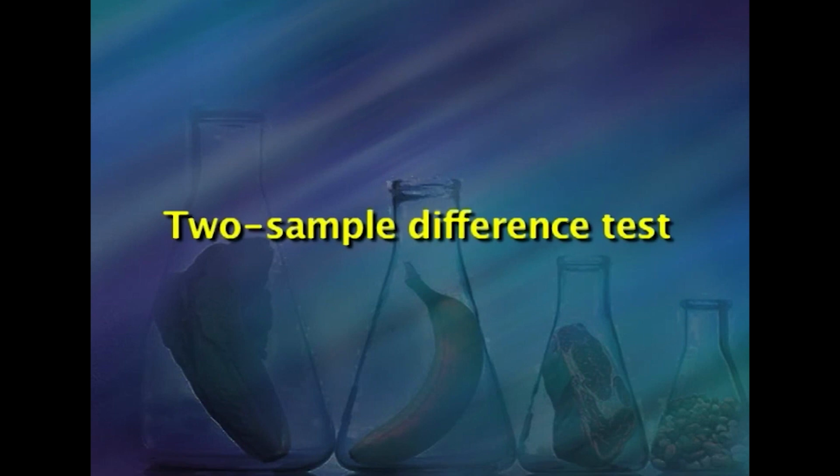Now, 2 sample difference test. This test is a variation of the paired comparison test and measures the amount of difference. Each taster is served 4 pairs of samples. Each pair consists of an identified reference and a coded test sample. In 2 pairs, the test sample is a duplicate of the reference sample. In the other 2 pairs, the test sample is the test variable.